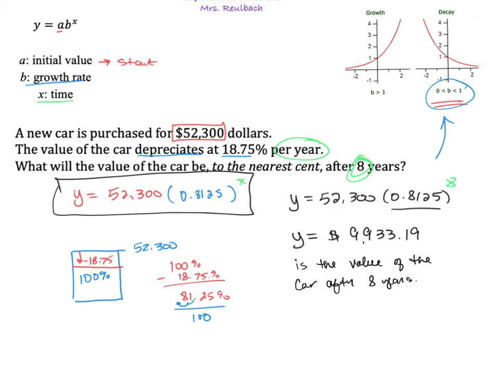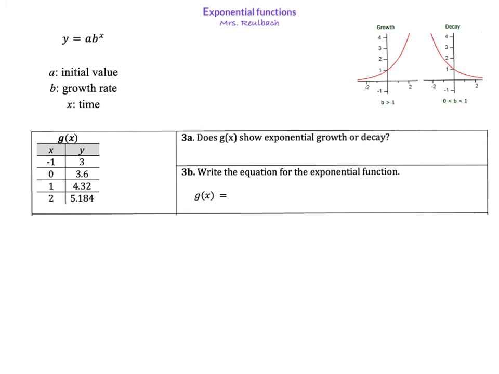And it said to the nearest cent, which is why we did two decimals. So let's look and see what we would do if we had just a table. First of all, we're going to see what the change is between each of these. From 3 to 3.6, it looks like we've added 0.6. And if you add the 0.6, you do not get 4.32. So this is not a linear growth.